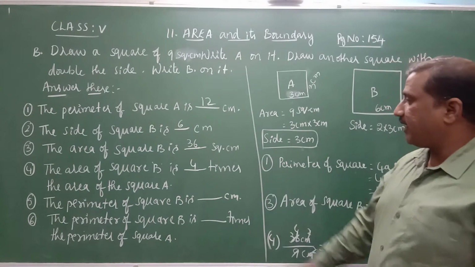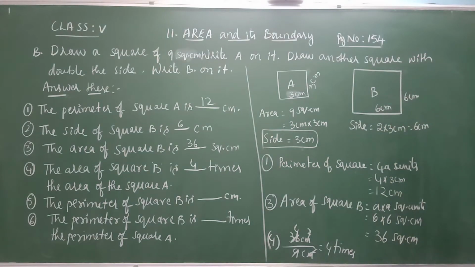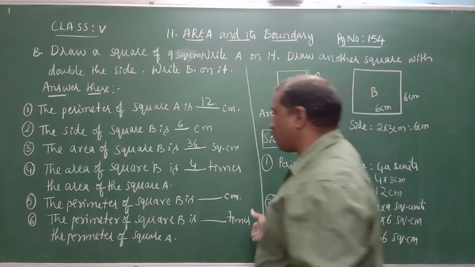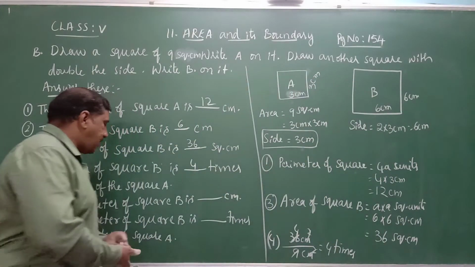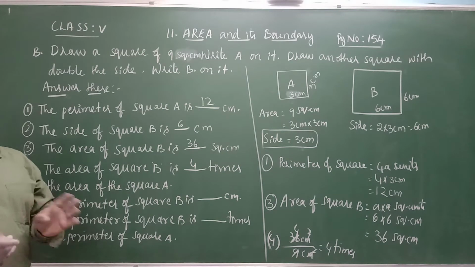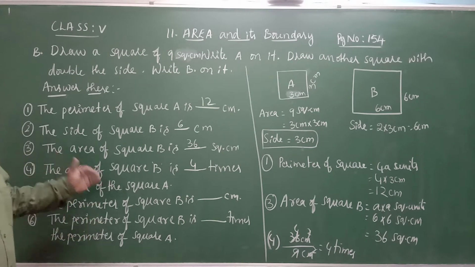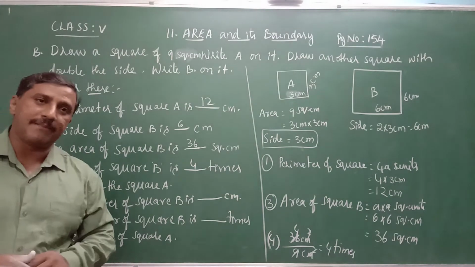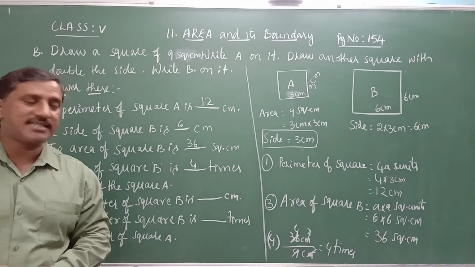Next, fifth bit: the perimeter of square B is dash the perimeter of square A. We will find the perimeter of square B and the relationship between the perimeter of square A and square B. Is it clear so far what we discussed? Yes.